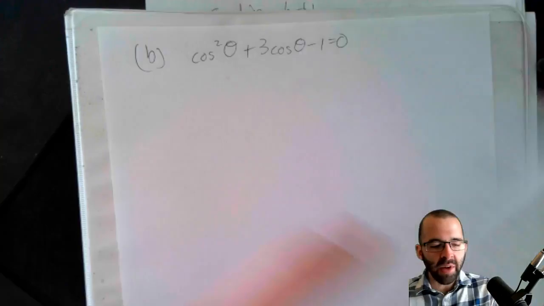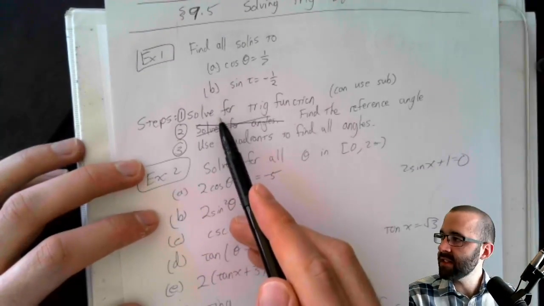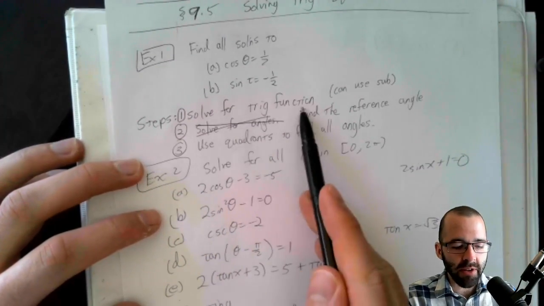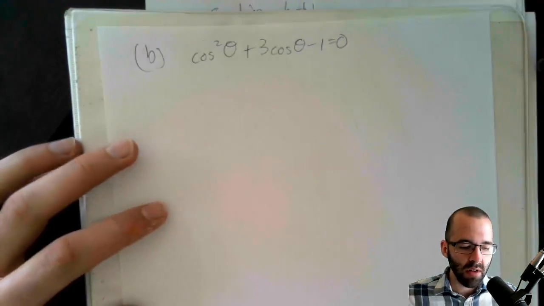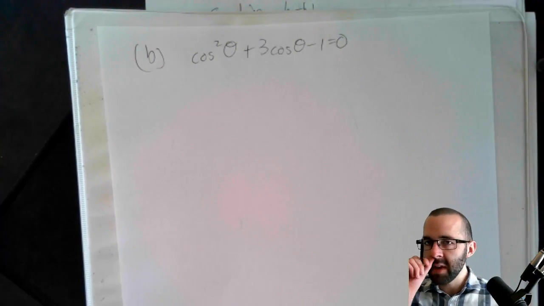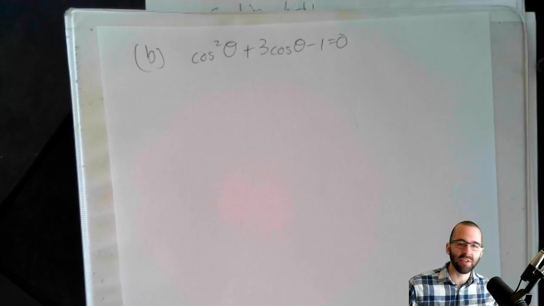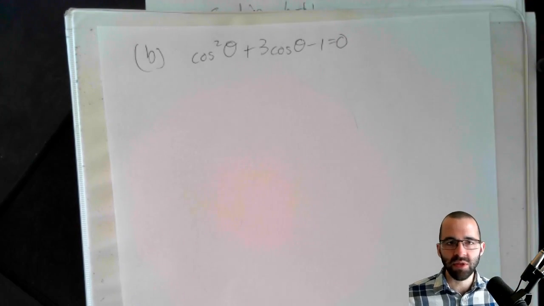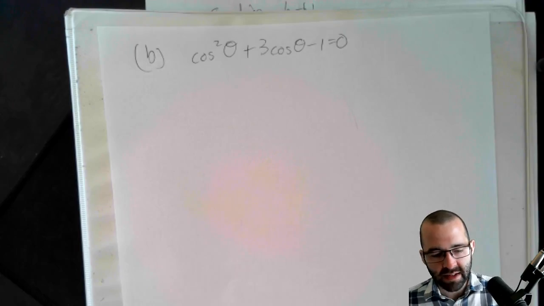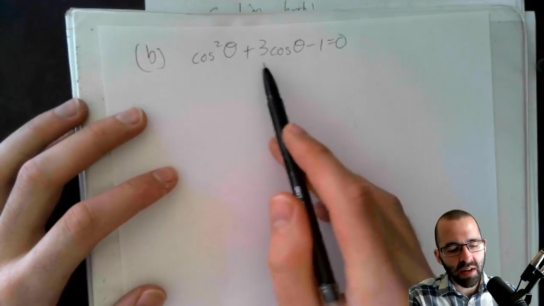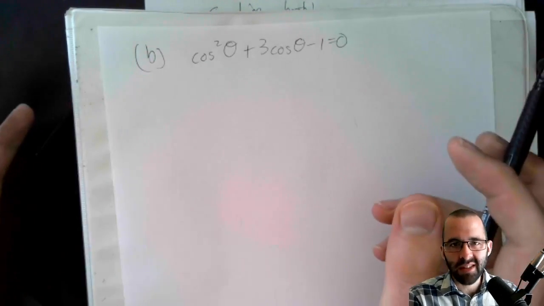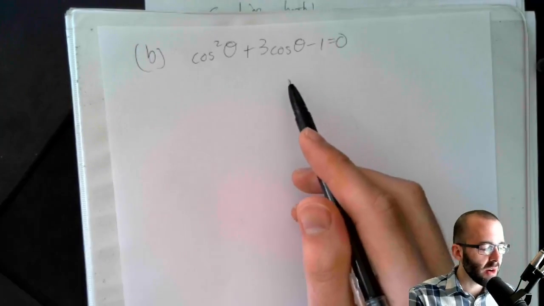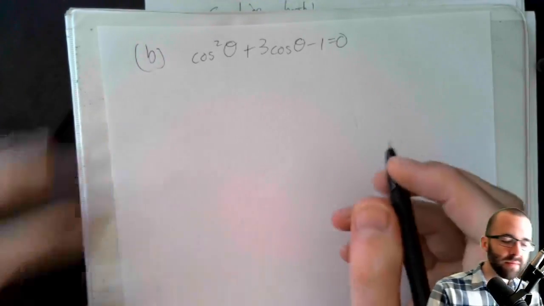Remember, the first thing we always said to do for these in this section is we need to solve for the trig function. So we need to solve for the cosine of theta, but it's a quadratic equation, so we'll have to try factoring, complete the square, quadratic formula. These are all valid methods here. I don't like completing the square here just because I don't really like dealing with fractions, but you can if you want to.